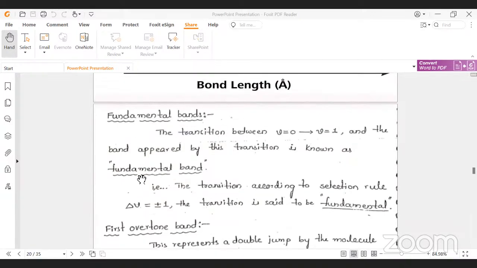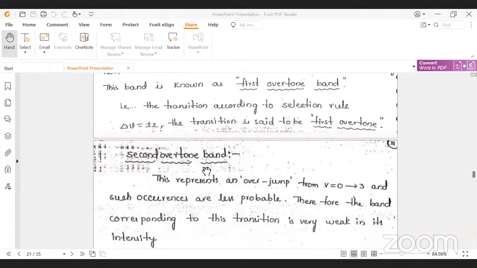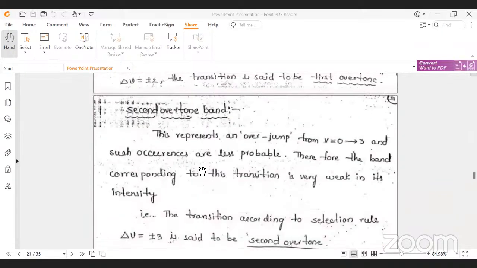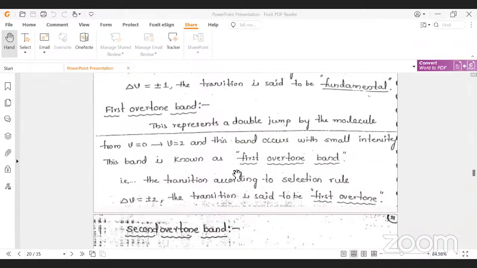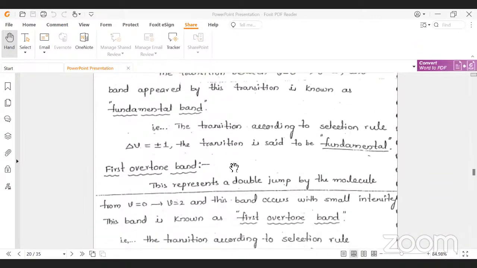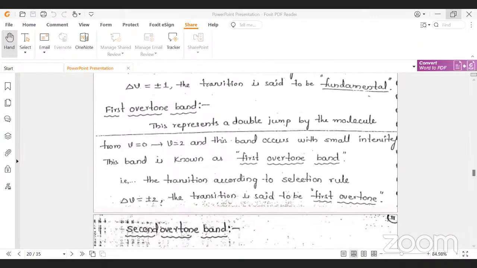The fundamental band, the first overtone and the second overtone. In the overtones, the selection rules are also different compared to the fundamental. The fundamental band obeys the selection rule delta V equals plus or minus 1. In the first overtone, delta V equals plus or minus 2. And in the second overtone, delta V equals plus or minus 3. The selection rules are different for the fundamental band and the overtones.